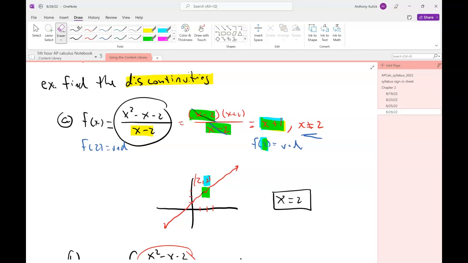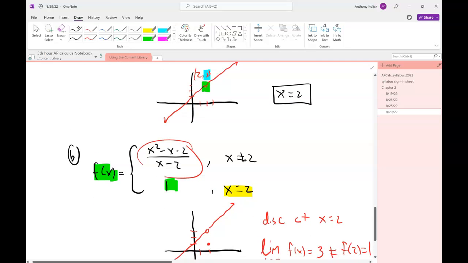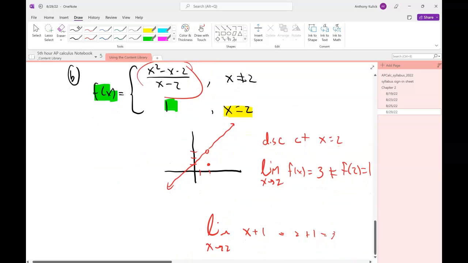But wait, maybe I heard wrong. Did you say that if you plug in 2, you get 1? Right. That's what this piecewise function is saying. If I'm doing f of 2, I look at what I do when x is equal to 2. I get 1. Did you just say that was undefined?